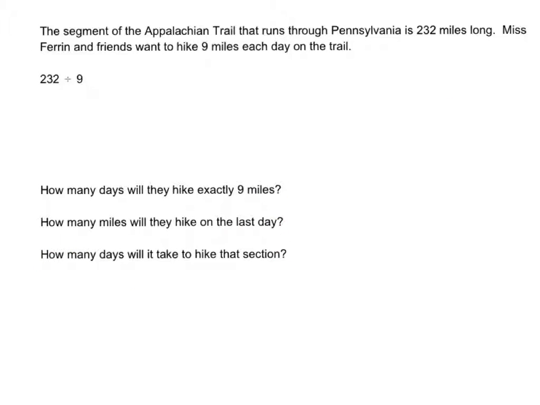The segment of the Appalachian Trail that runs through Pennsylvania is 232 miles long. We're rethinking our 1,365 mile trip. Just maybe going to do the 232 mile section. So we want to only hike 9 miles each day. We're thinking 113 for the trip is a lot. So we're going now just to hiking 9 miles. So my division problem is going to be 232 divided by 9.